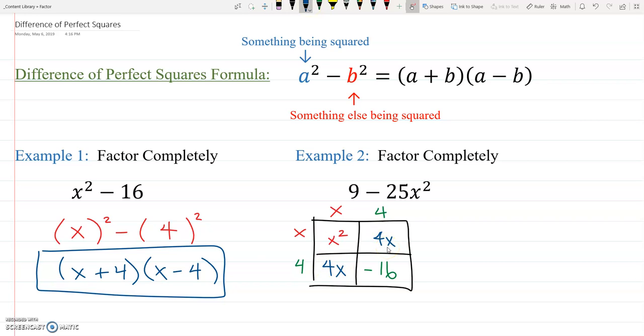And here's what I'm trying to accomplish. I need those 2 4x's to combine to equal 0x. Because notice in the problem it was x squared minus 16. So basically x squared plus 0x minus 16. All right, if I make one of these negative, oops, whoa, that was weird.